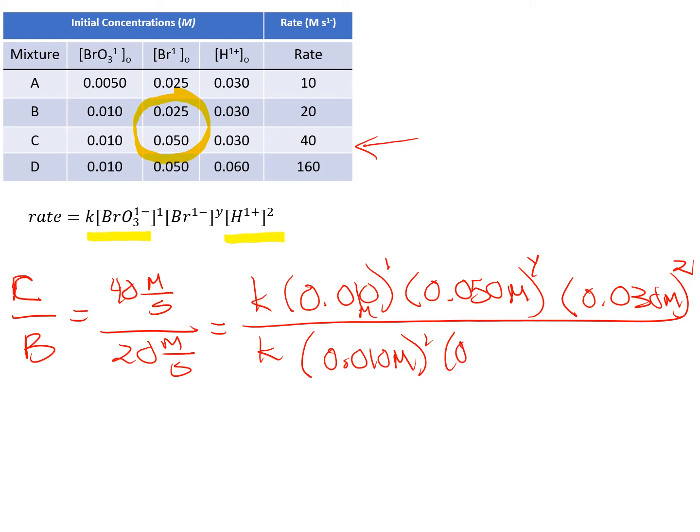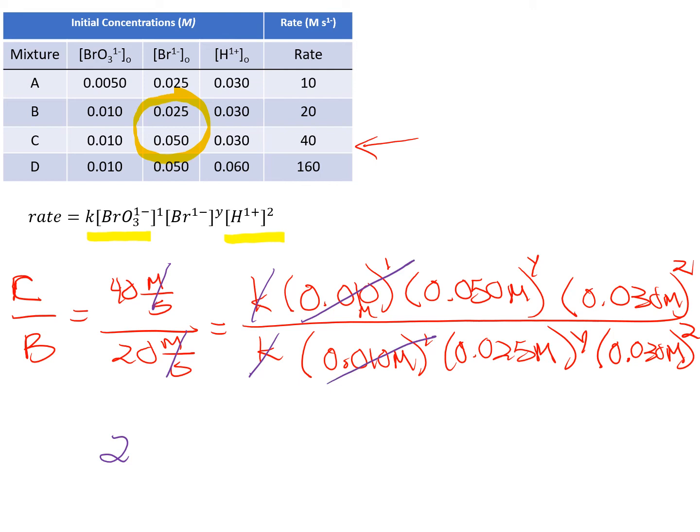How about 0.025 molar raised to the Y, and my hydrogen concentration in experiment B is the same, 0.030 molar squared. So once again, cancel and reduce. 40 divided by 20, 2 molar per second. Molar per second cancels, K cancels. My bromate concentration cancels. 0.05 divided by 0.025 will give us 2 raised to the Y.